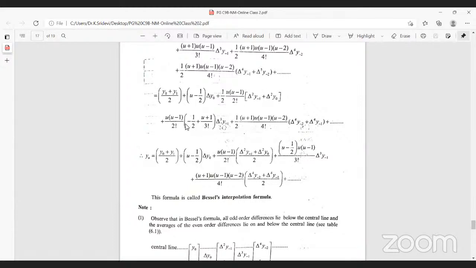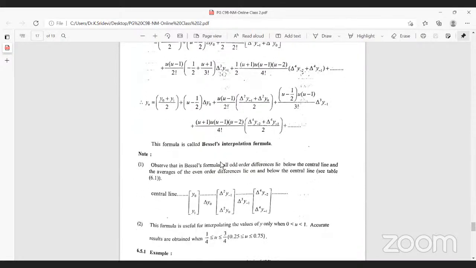Plus, what is this? U minus 1 by 2 from this one. U into u minus 1 is there. And finally, the denominator value is 3 factorial into this expression. And from this one, u plus 1, u minus 1, u minus 2 by 4 factorial, and this expression by this 2, this one. So this is the Bessel's interpolation formula.